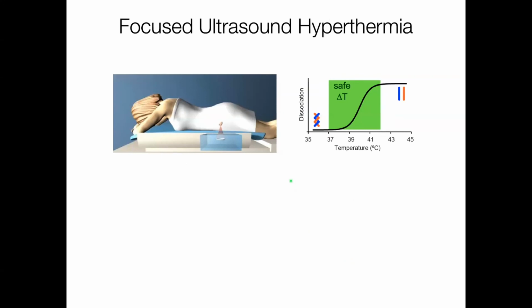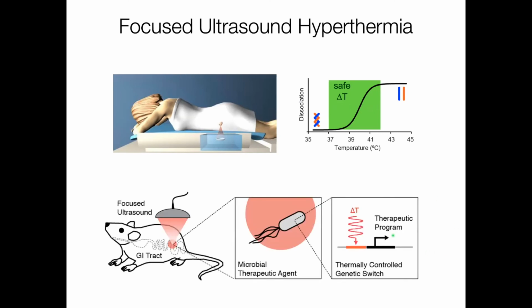And this is something that's used in the clinic, for example, to ablate uterine fibroids or to ablate the subthalamic nucleus inside the brain using focused ultrasound. And what we want to do is not ablate things, but to heat things more mildly and to use this small elevation of temperature as a control signal that tells cells to do something at their location.